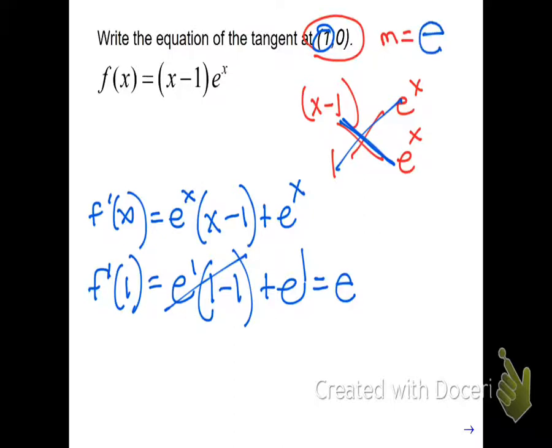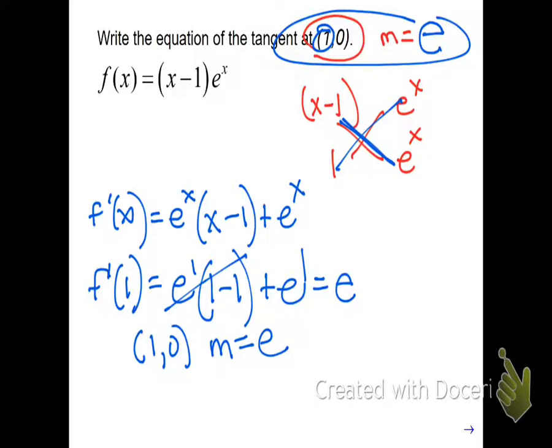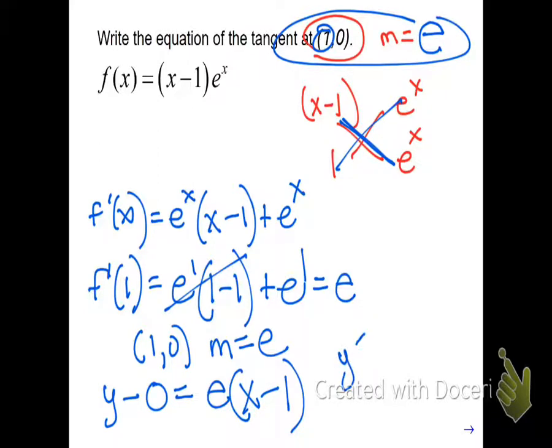So put it all together. Remember, to write the equation of a tangent, you need two things. I need my point, I need my slope, and put it in point-slope form. y minus y1 equals m times x minus x1. It looks weird, but that's it. That's the answer. You don't need that 0 there. You could just write y equals e times x minus 1. But yep, that's the answer.